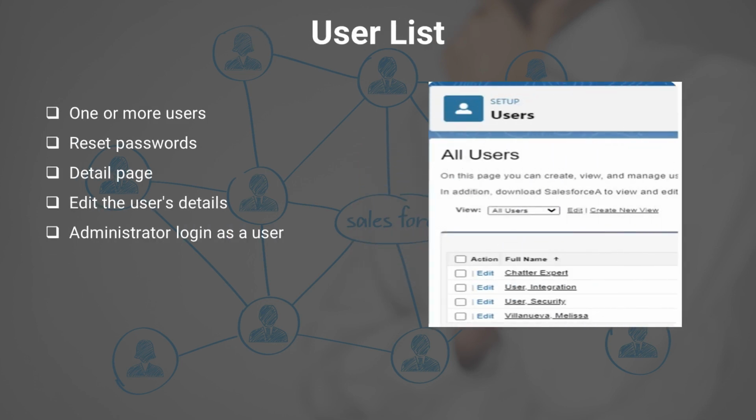User list. From setup, type users in the quick find box, then select users. The user list shows all the users in your organization. From the list, you can create one or more users, reset passwords for selected users, view a user's detail page by clicking the name, alias, or username, edit a user's details, or log in as any user if the system permission is enabled, or if a user has granted you system administrator login access.